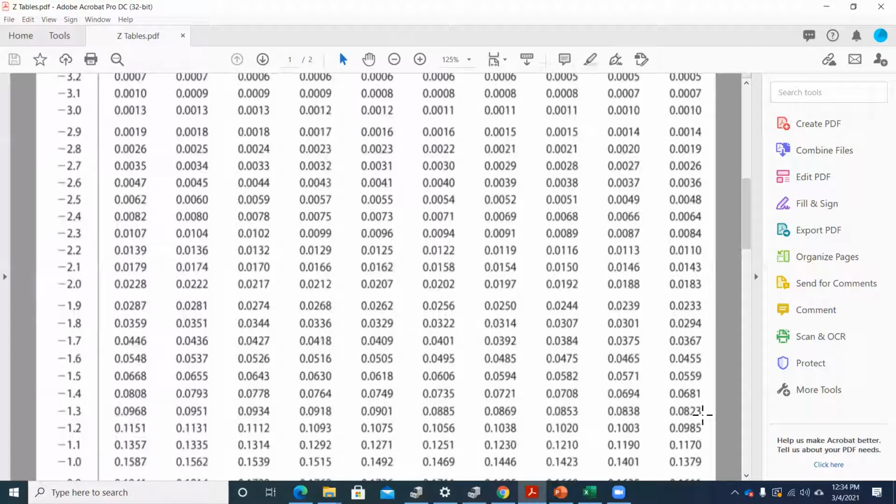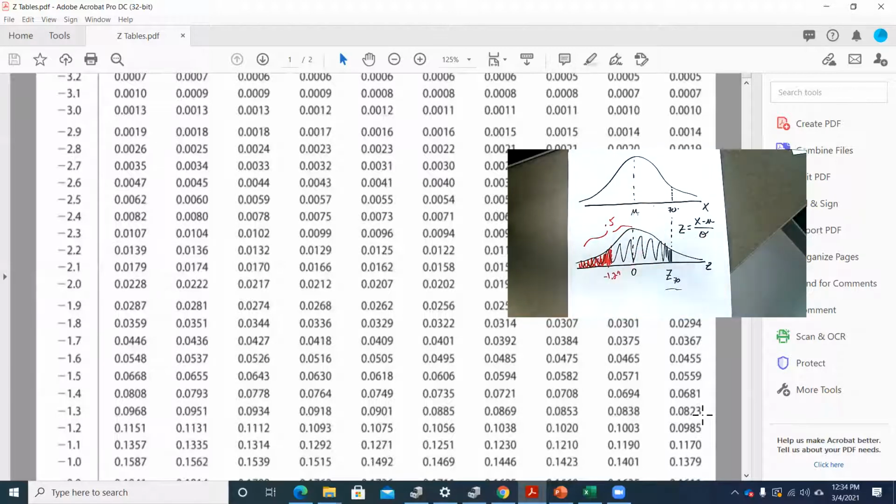So what that table is telling us is that area we wanted, the probability of seeing this z-score or anything below it. And we're told that is 0.0985. I'll make this a little bit bigger in just a second, but that's the area that we just identified.